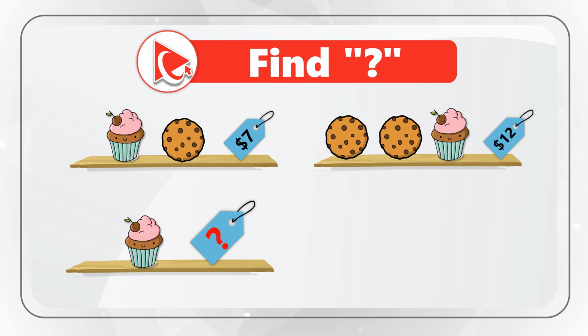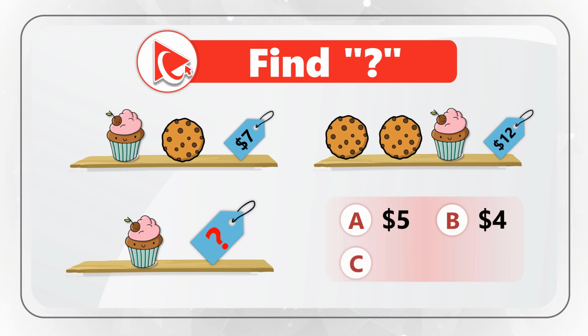The first set consists of 1 cookie and 1 cupcake, and the price tag for the first set is $7. The second set consists of 2 cookies and 1 cupcake, and the price tag for the second set is $12. The last set consists of only 1 cupcake, and you need to calculate and select the price for the cupcake out of 4 possible choices. Choice A, $5. Choice B, $4. Choice C, $2. And last but not least, choice D, $3. Take a close look to see if you can come up with the answer.